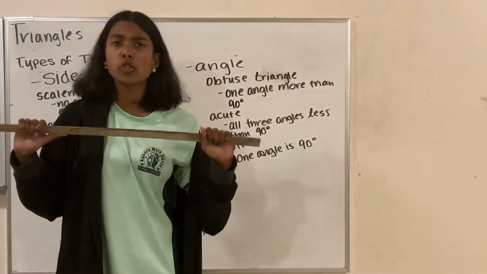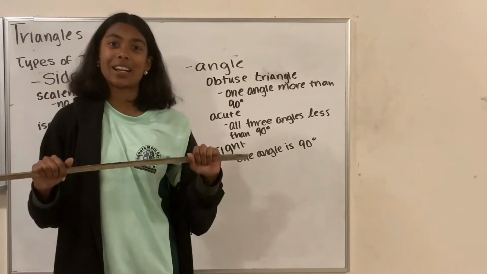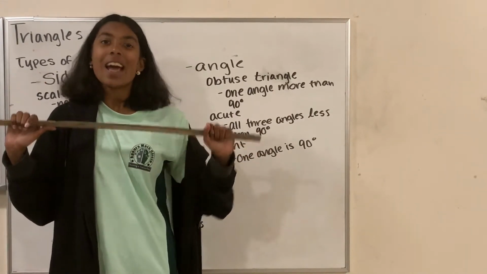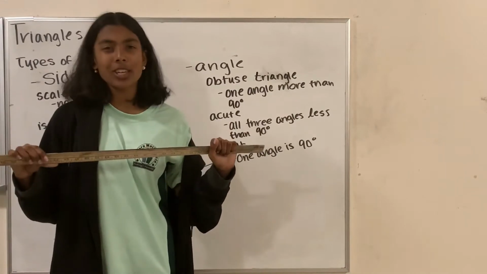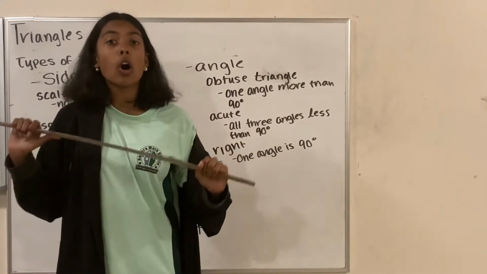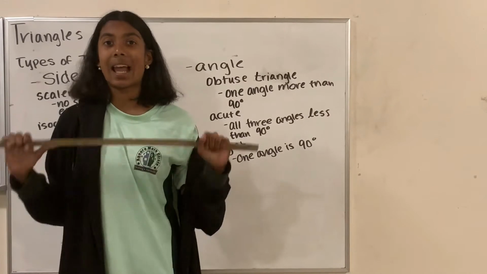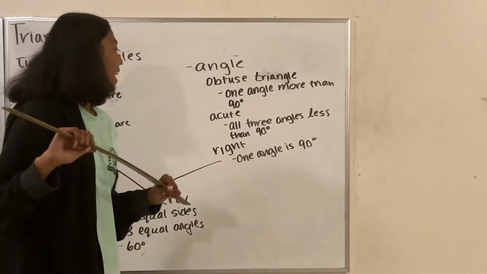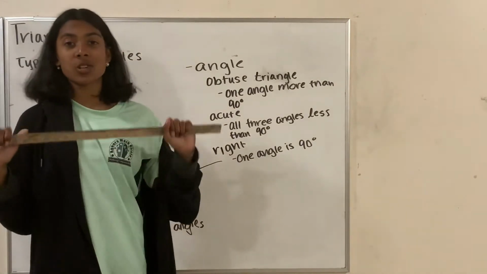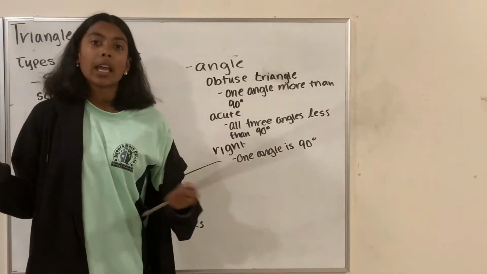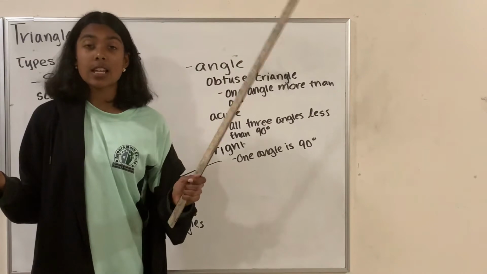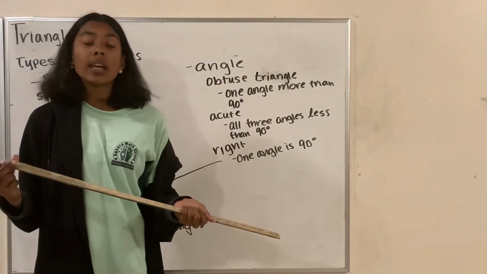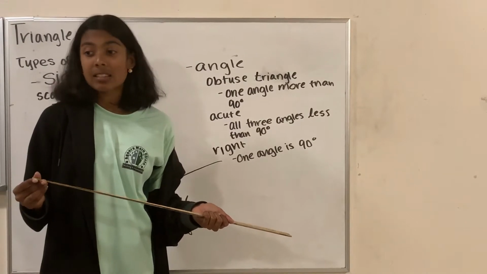Then we have our acute triangle. And acute triangles are pretty cute because they're tiny. That's how I remember them. But basically, in an acute triangle, all three angles measure less than 90 degrees. They're tiny, but cute. And then we have our right triangle. And basically, it has one right angle in a right triangle. And the rest are acute because 180 minus 90 is 90.